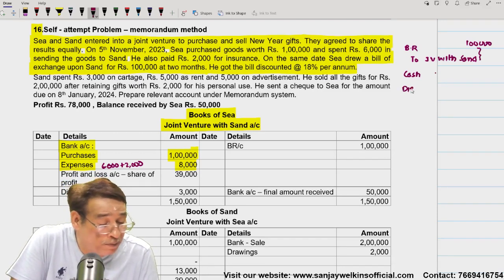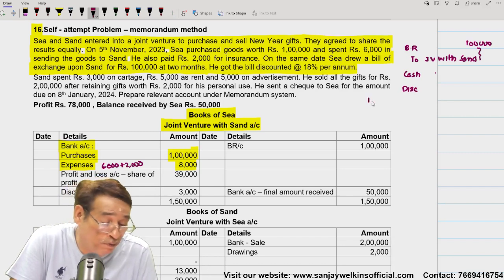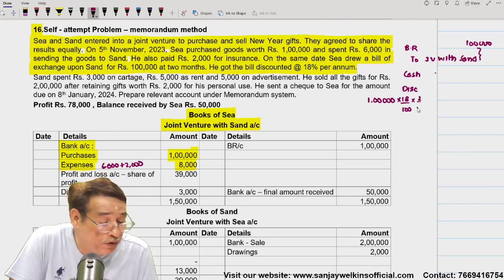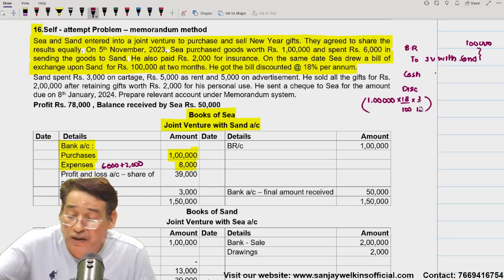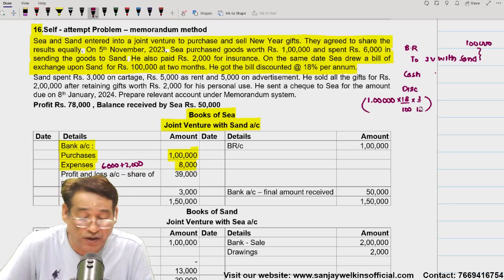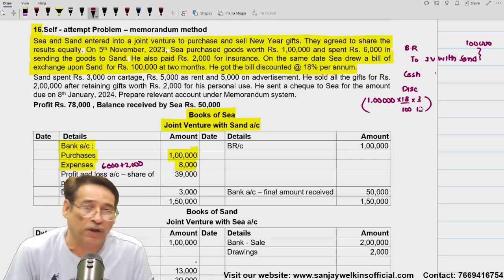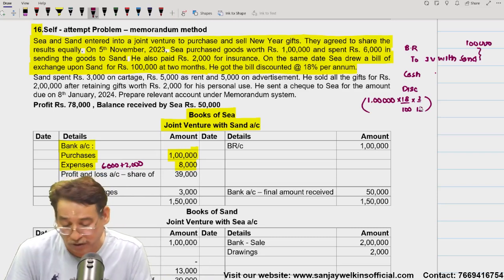Discount account debit. What will be the amount of discount? 1 lakh is the amount of the bill, 18% is the rate of discount. And we got the bill discounted 2 months before the maturity date, we shall presume, because the bill is of 2 months. It is not given when we got it discounted, but since the bill is of 2 months, we presume that we have got the bill discounted 2 months prior to the maturity date.